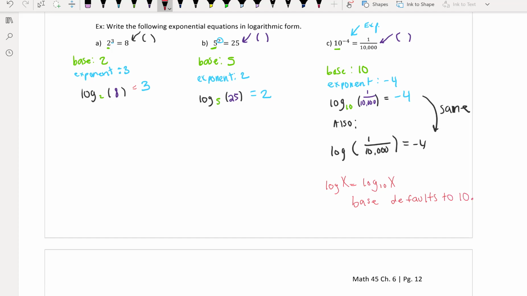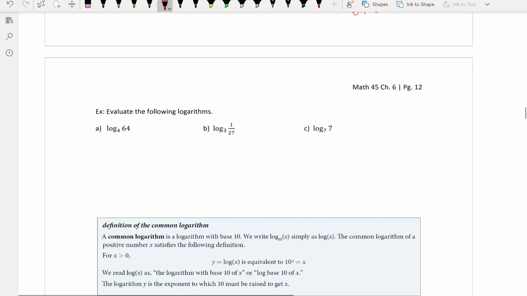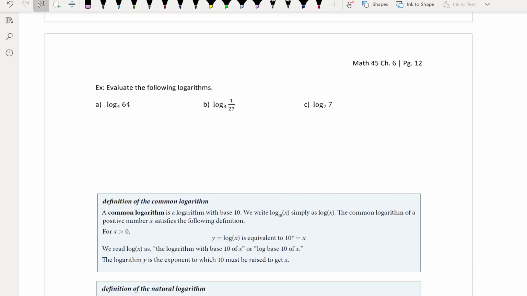All right, I hope that was helpful. We're going to keep moving on. Here it says, now you want to evaluate the following logarithms. What might be helpful is to review some of our rules of exponents.